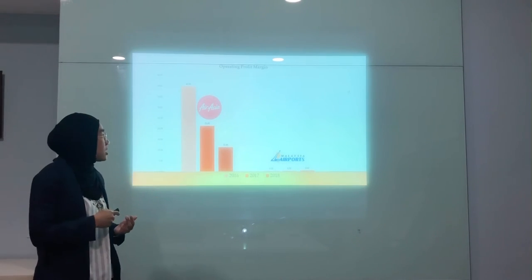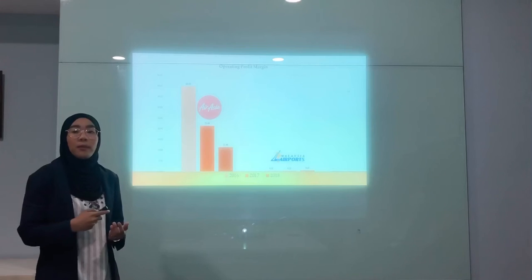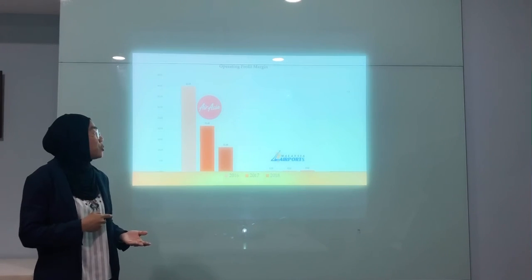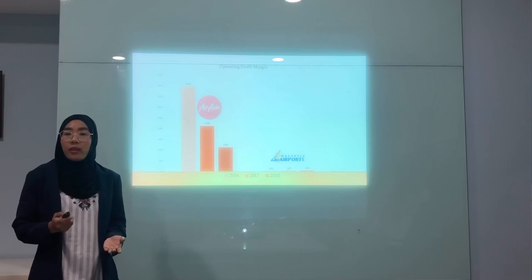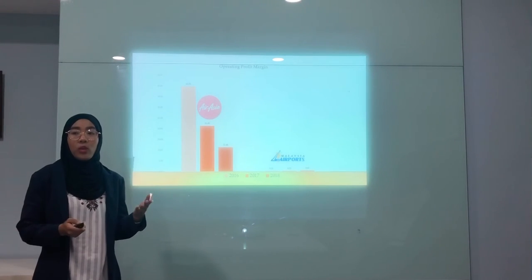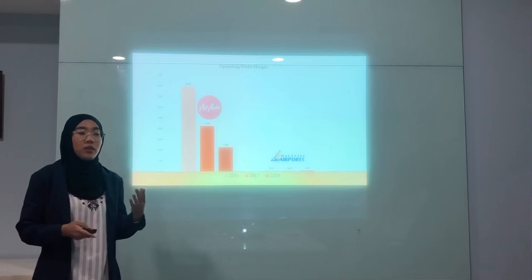In this case, AirAsia decreasing their profit margin rather than MAHB, where they increase the margin in a huge number yearly. They make enough in profit to cover their fixed payment, expand operations, and pay out dividends.